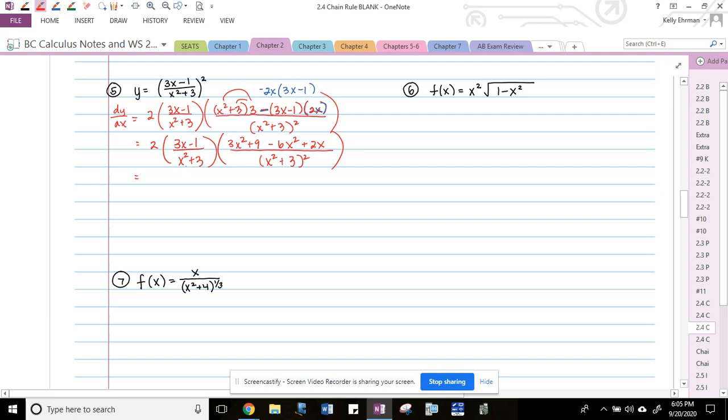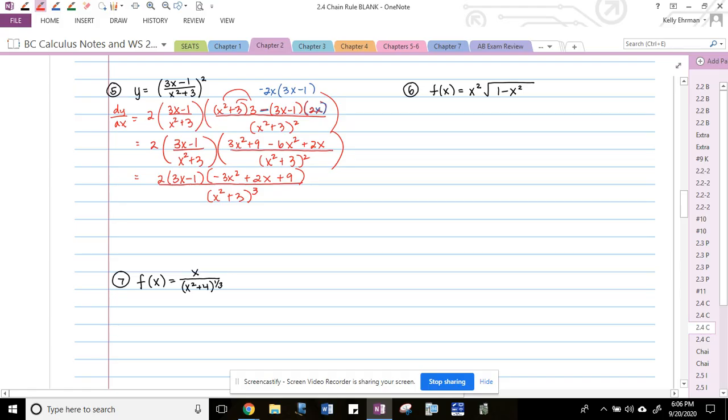Like, see how we have x squared plus 3 here, and it's going to be multiplied by another x squared plus 3 squared. So let's go ahead and put this whole thing over x squared plus 3 cubed, because that's what we would get when we multiply those. And then I have a 2, and I have a 3x minus 1. I'm not distributing that yet because I'm waiting to see what I have up here. So what do I have up here? I have negative 3x squared plus 2x plus 9.